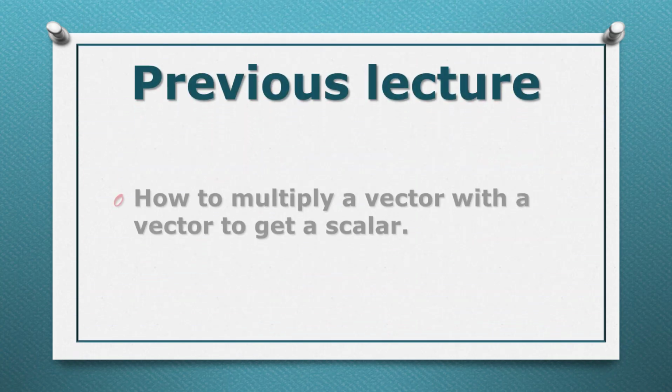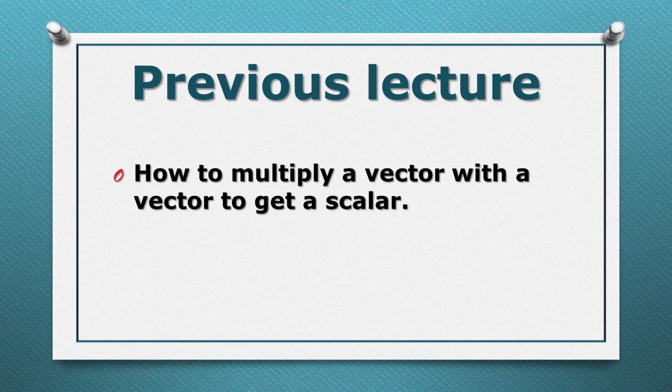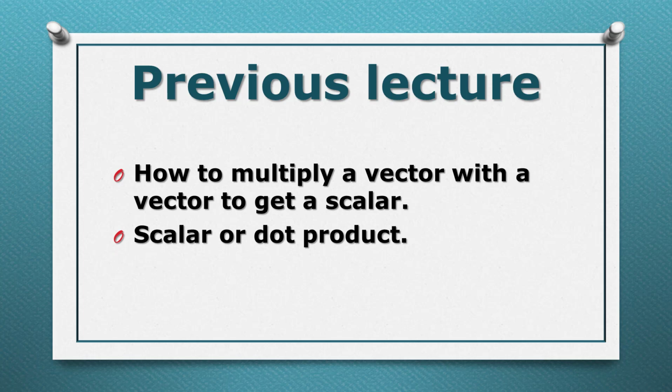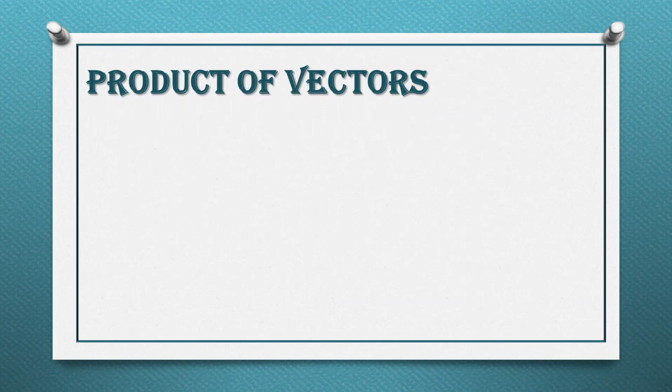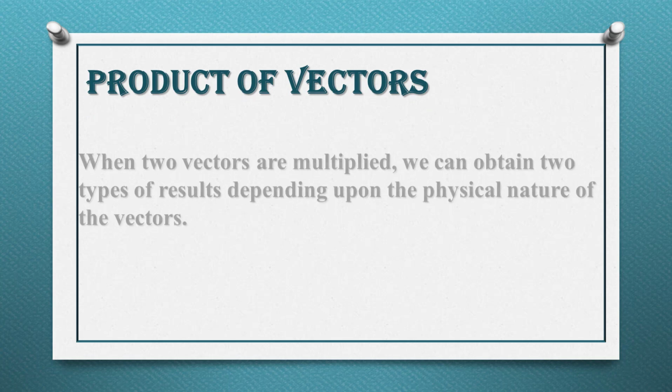In the previous lecture we discussed how to multiply a vector with a vector to get a scalar, or the scalar or dot product. We defined the scalar product as the product of two vectors. Let's say we have vector A and vector B, then we have to join those two vectors with their tails. We have defined how we are going to multiply two vectors and get the answer.